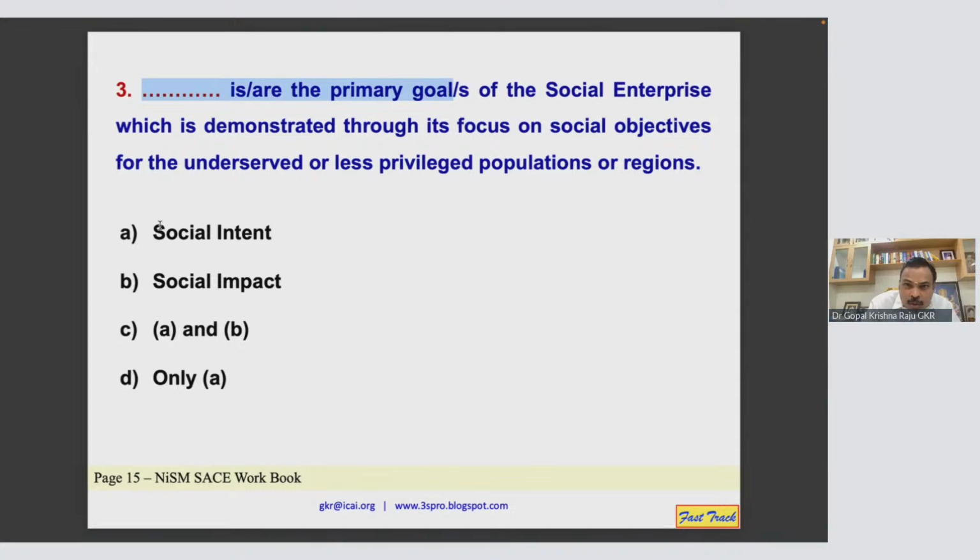Or only intent should be there? Impact. I want to do good, I want to do good, but you are not bringing that impact.